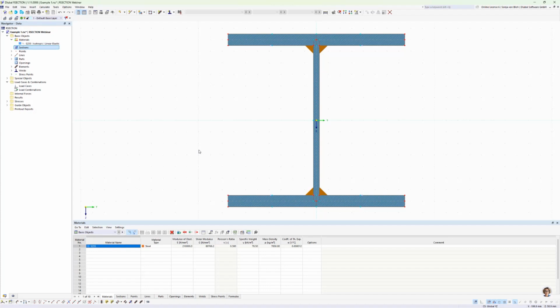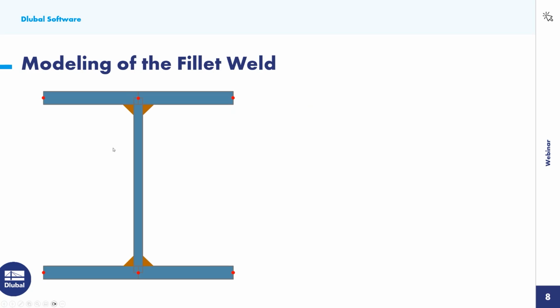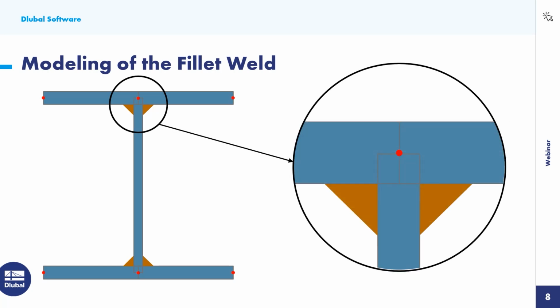The connection between the flange and the web is made via the fillet welds. I would now like to show in detail how these welds are represented. To do this, I examine the connection between the web and the top flange. The previously defined separation joint on the web ensures that there is no direct connection between the web and flange. Force transmission takes place exclusively through the weld.